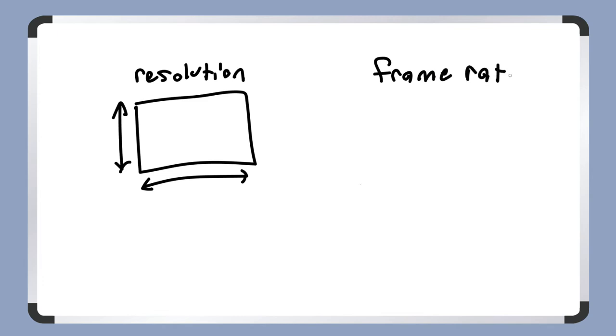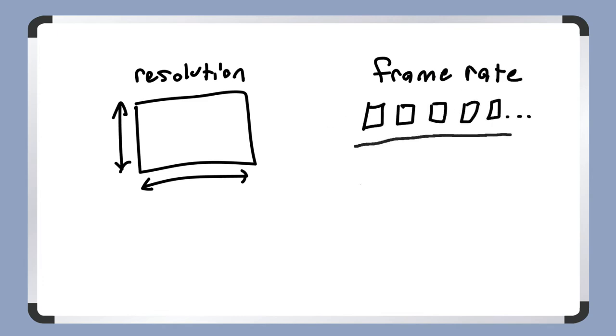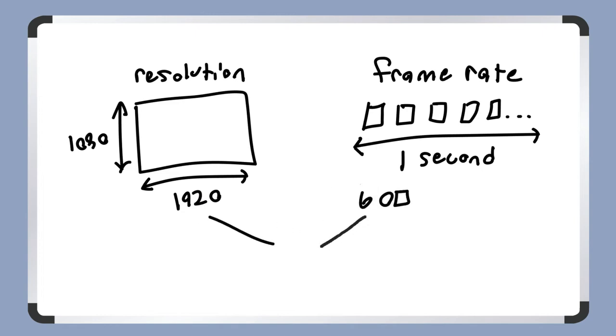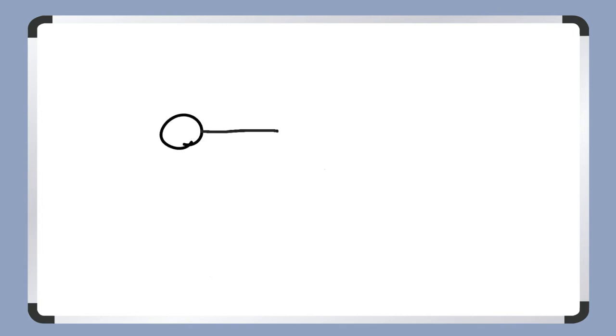Some other important stream settings are resolution and frame rate. Resolution determines the number of distinct pixels in each dimension that can be displayed. Frame rate determines the frequency at which frames in the video sequence are displayed. 1080p at 60 frames per second is the highest resolution and frame rate most streaming services support, so anything higher will simply be downscaled.